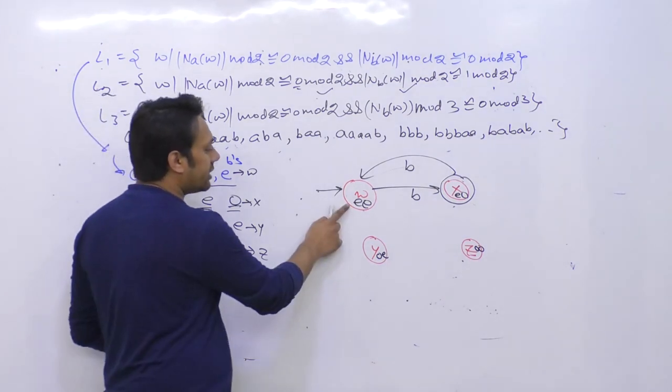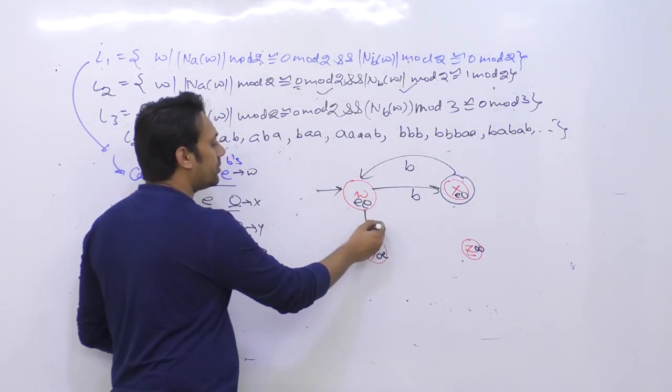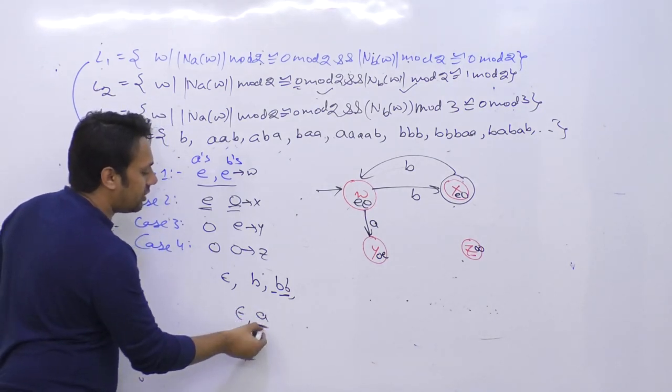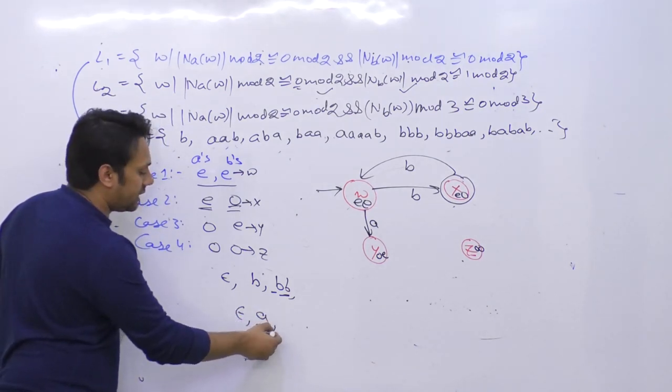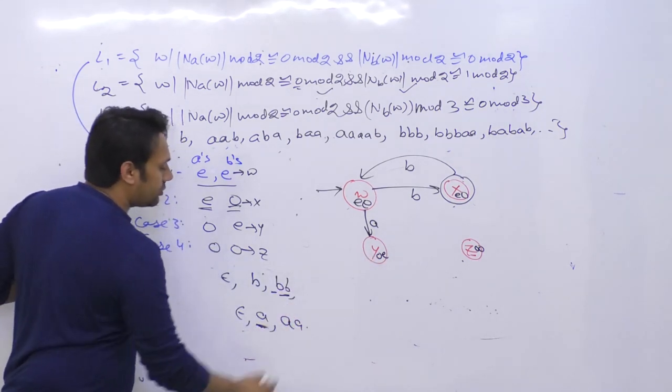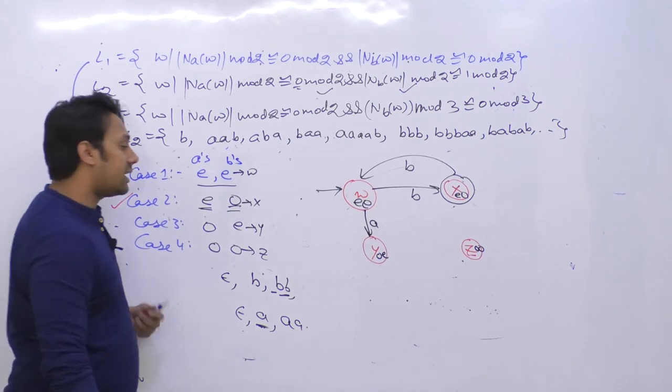So if I look at here, if I give a single a, तो अब क्या हुआ? अगर मेरे पास epsilon था, epsilon में अगर मैं single a दिया, तो number of a's are odd, number of b is even, right? So number of a are odd, number of b is even. If I get double a, तो उस केस में क्या होगा? Number of a is again even.